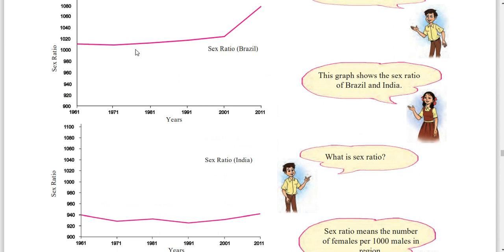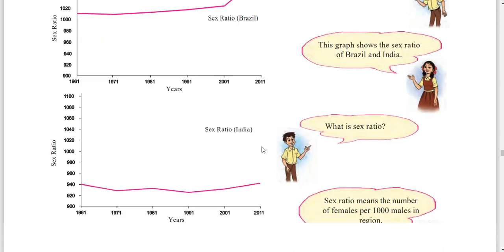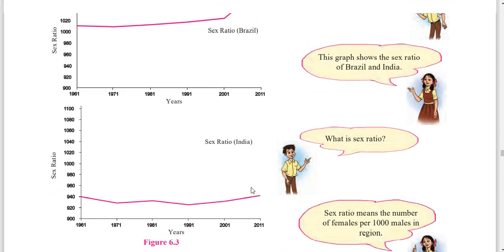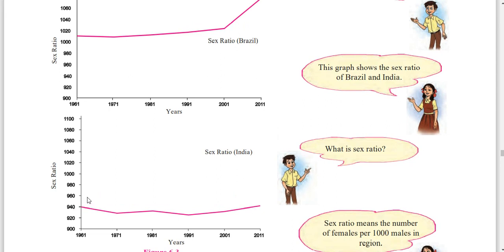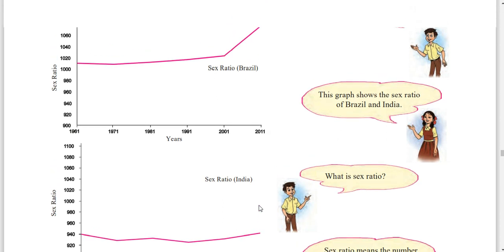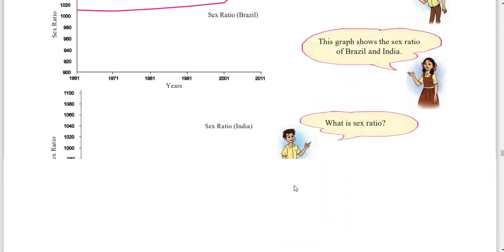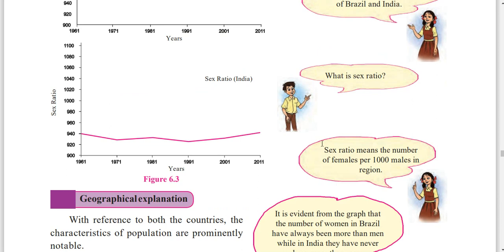Here we can see the sex ratio of Brazil is increasing, whereas in India it is also slowly increasing but still below 960. This is about 950. And in Brazil this is more than 1000, about 1070. What is sex ratio? Sex ratio means the number of females per 1000 males in a region.